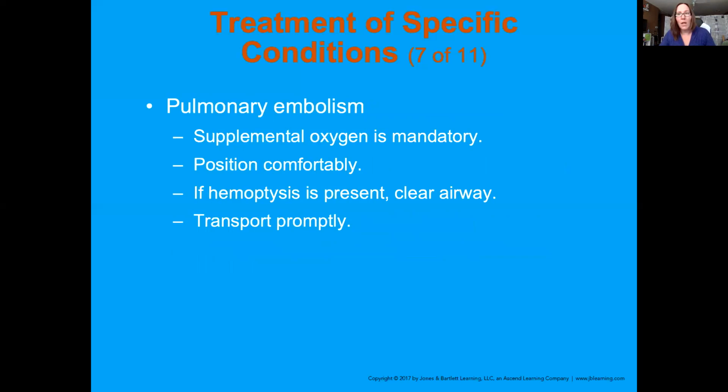Pulmonary embolism is the clot, supportive care. That's all we can do. Hemoptysis is coughing up blood. Just make sure that you're clearing the airway. You don't want them swallowing blood. Blood is an irritant to any tissue other than your vascular system.